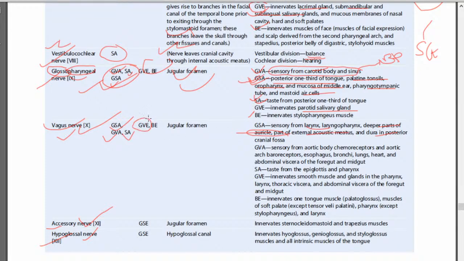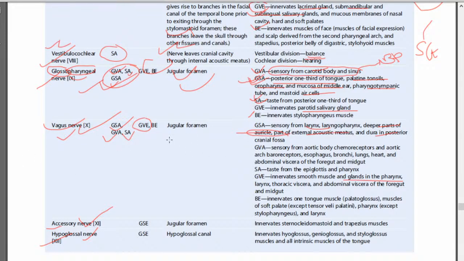General visceral efferent. Why general visceral efferent? Do you know visceral? It might supply some gland, I guess. Why GVE? The small muscles and glands in the pharynx. Okay, it supplies the pharyngeal gland. This is general visceral efferent. Special visceral efferent innervates the tongue muscles and the soft palate.